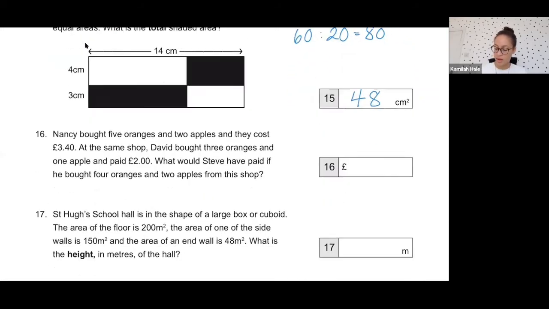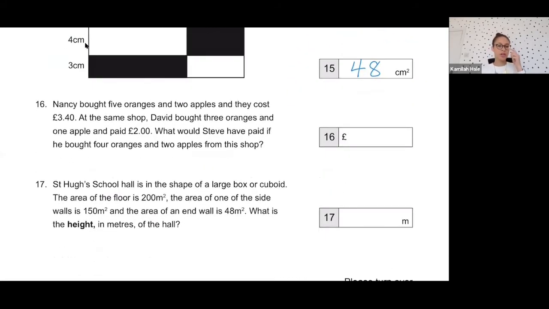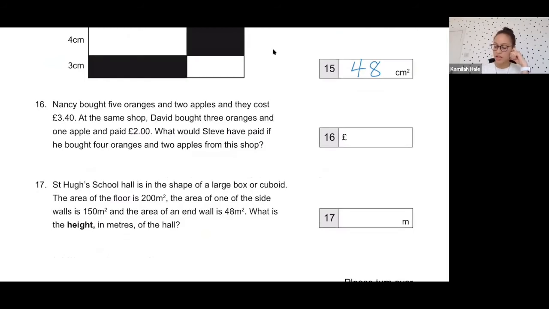Okay, number 16. Now this is similar to the ones that we've done each week. They always seem to have a question like this in the Manchester exam. So Nancy bought 5 oranges and 2 apples and they cost £3.40. At the same shop, David bought 3 oranges and 1 apple and paid £2. What would Steve have paid if he bought 4 oranges and 2 apples from this shop?